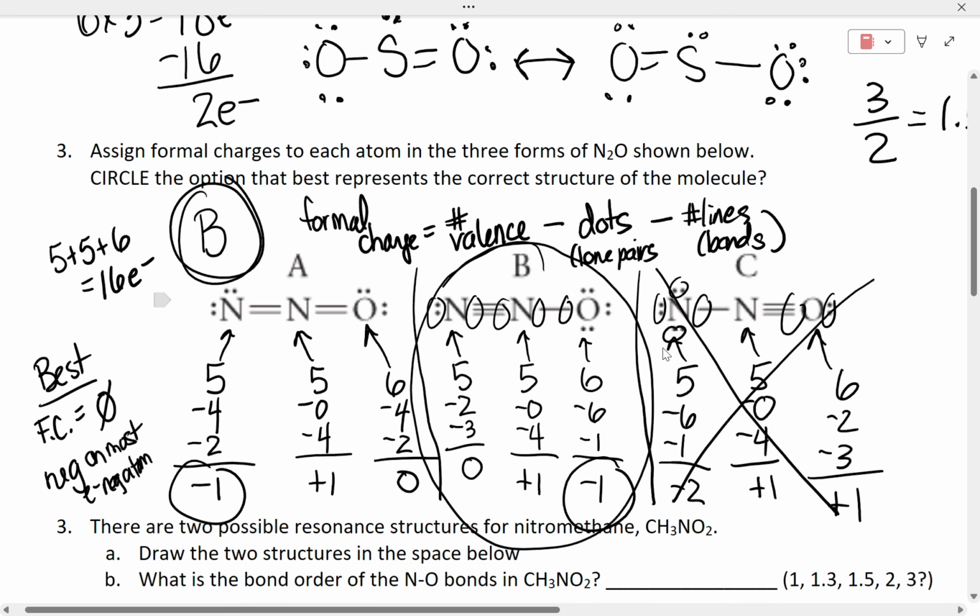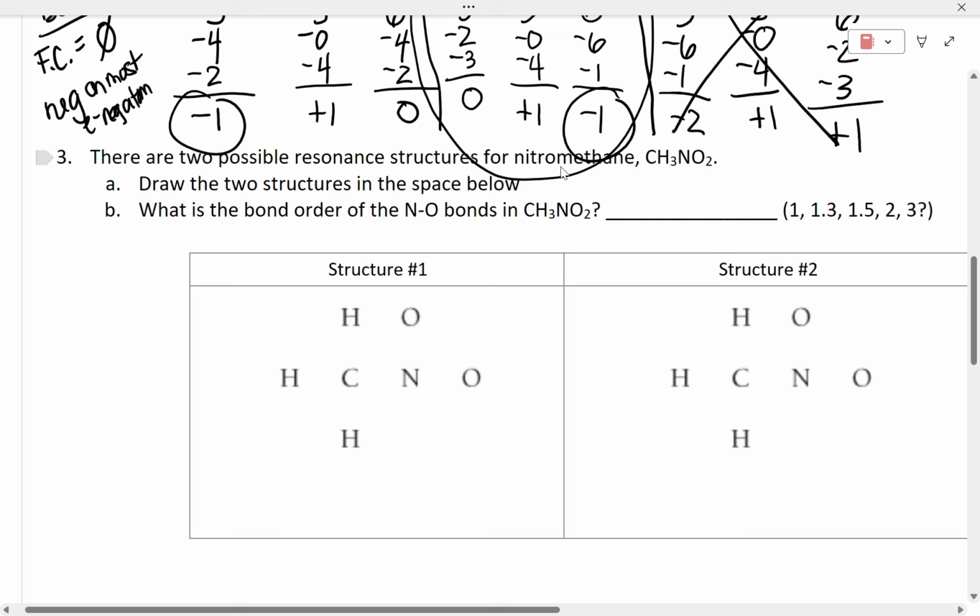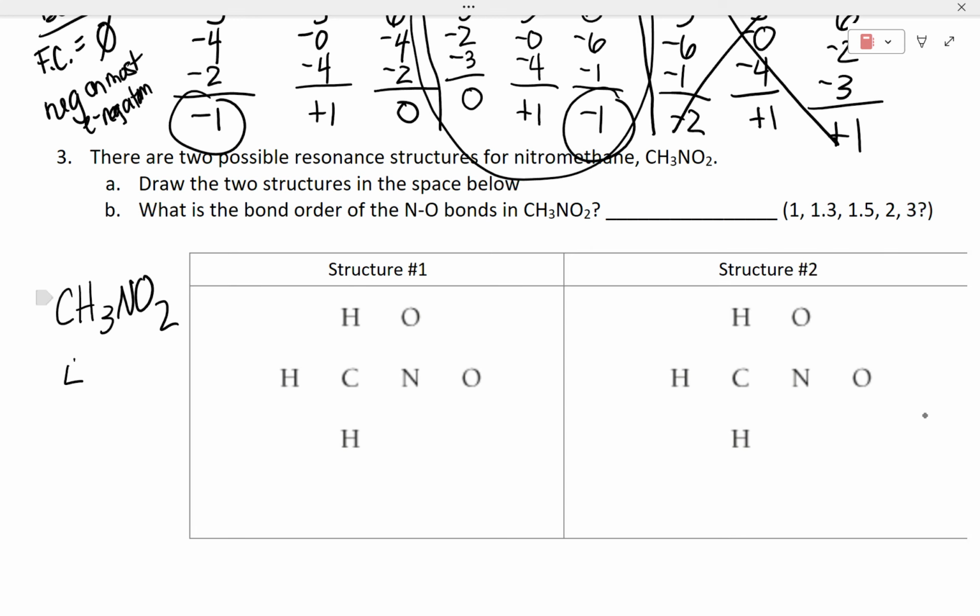Let's look at another resonance one. So nitromethane, we're going to draw two possible structures and look at the bond order. So let's still follow our steps for a Lewis dot structure, right? Let's add up our electrons. So we got 4 from the carbon, 3 from the hydrogen, 5 from the nitrogen, and then 6 plus 6, that's 12. So you've got 7, so we got 19, we got 24, right? Am I adding those up right? Okay, so I've added up my electrons.